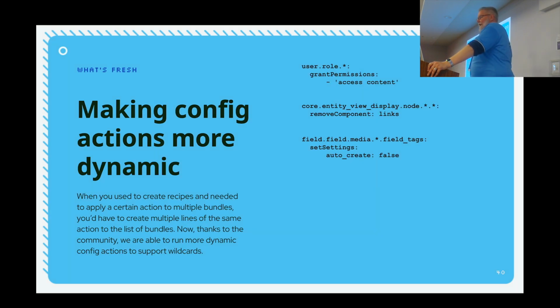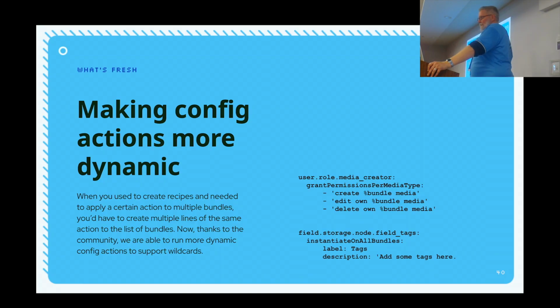We saw before how you can use wildcards to make your config actions more dynamic. There are also some new options, placeholders, to make it easy to do those more flexible ways of potentially creating a broad set of config actions. Again, in this example here, by using things like the bundle as a placeholder for things like setting permissions.